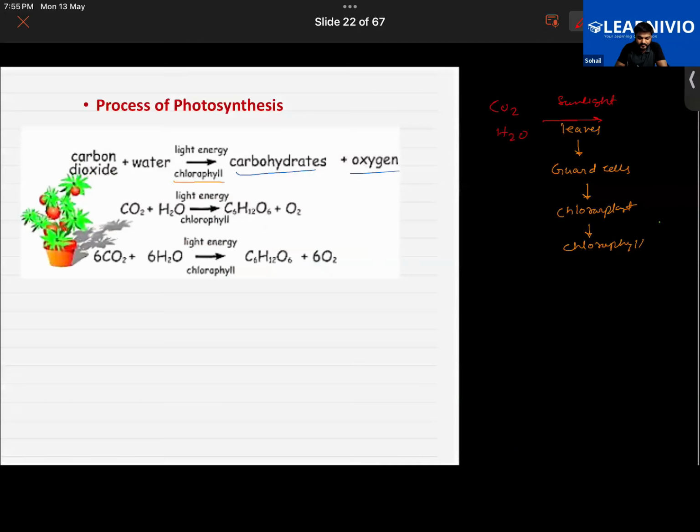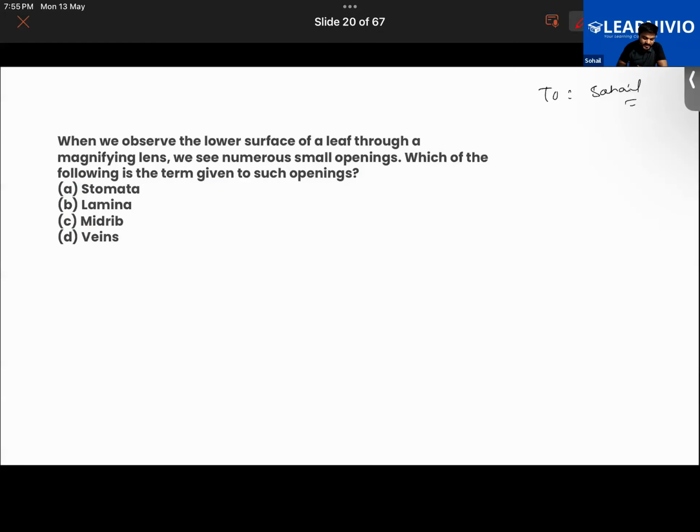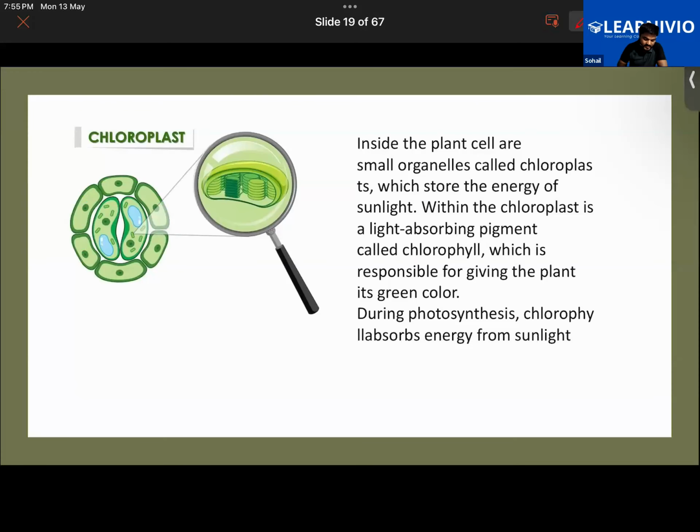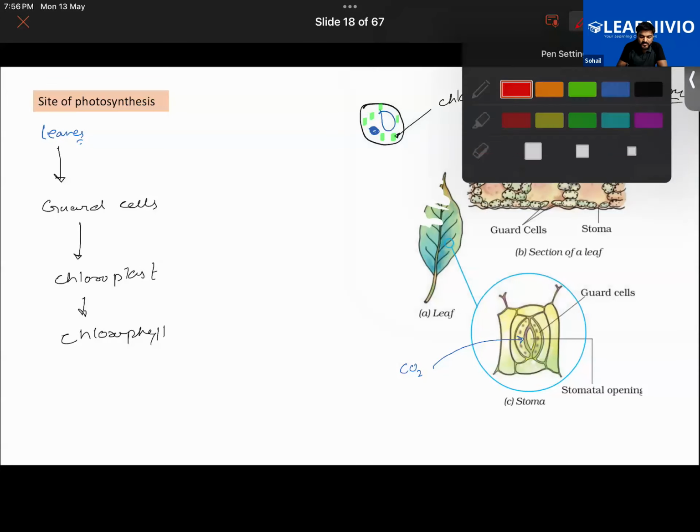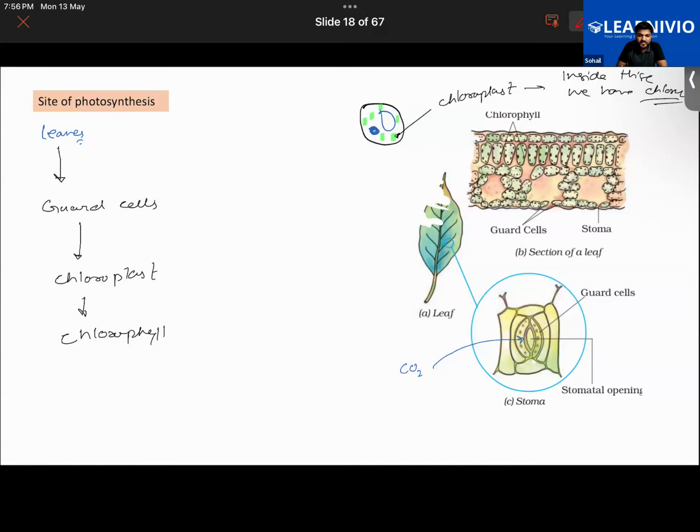See over here, the pores found in the leaves, what is their function? Their main function is exchange of gases. What are the gases required by the plants? Carbon dioxide is required, the formula of carbon dioxide is CO2. Nitrogen is also required, but it is taken up by the roots of plants, not through the leaves.